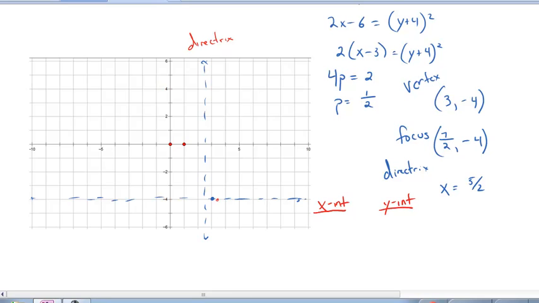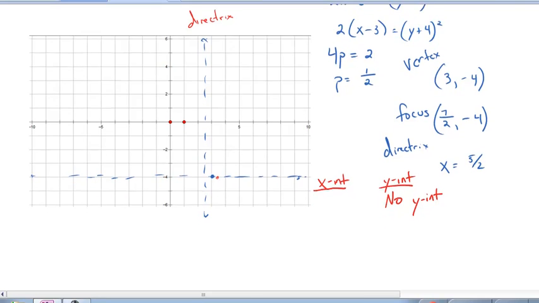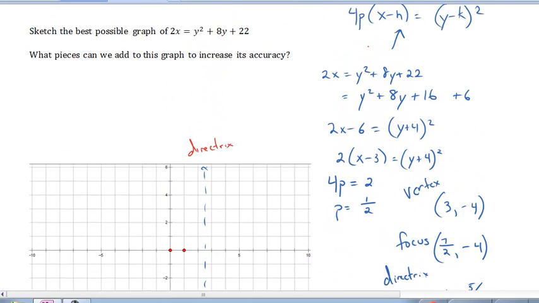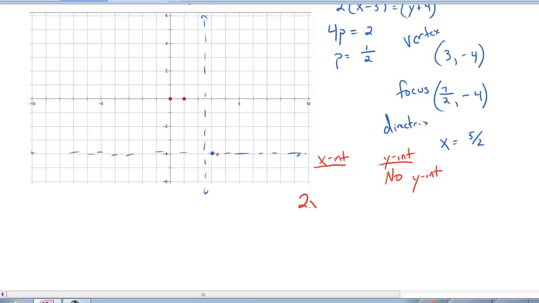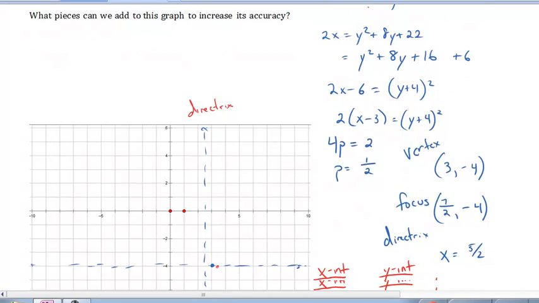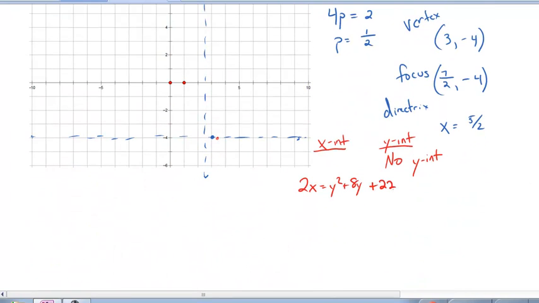In this case, because we know the direction that the parabola opens, we know that there are no y-intercepts because it's opening away from the y-axis. But we should be able to find some x-intercepts. So we have 2x equals y squared plus 8y plus 22. And I'm going to get 2x equals 22 or x equals 11. So out here at (11, 0), I'm going to have an x-intercept. That's going to be a point on the graph. It has to connect.